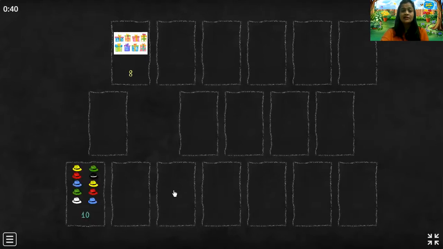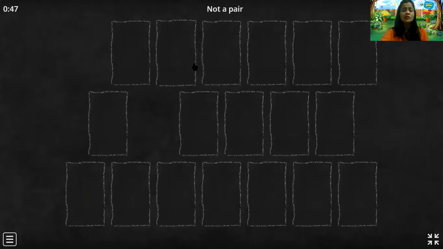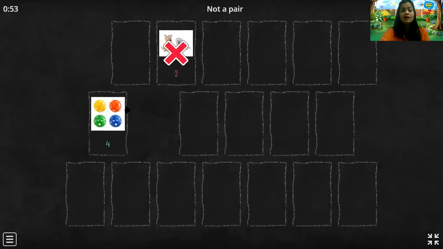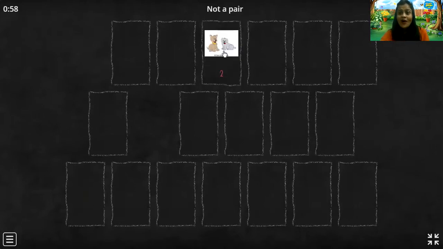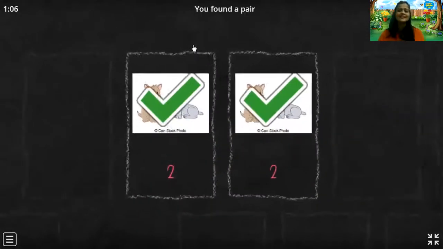See. Let's get here. Oh, that's wrong. That was 10 hats. No worries. We're going to click here. Okay, 2 dogs. Let's click this one. Again, we got it wrong. No worries. Now here, this is 2 dogs. This was also 2 dogs, right? Come on, let's do it. Yes, and we got it right.